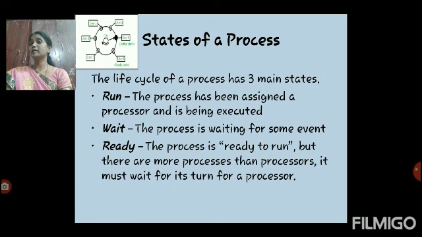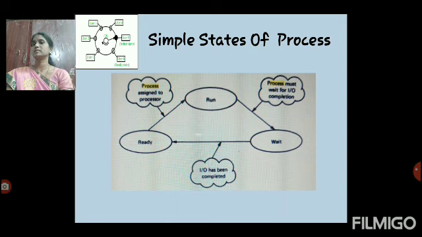The third state is ready. The process is ready to run, but there are more processes than processors. So it must wait for its turn for the processor, right? So the number of processes is more than the number of processors in the system. So obviously the process that is ready is waiting to get a processor. Okay, so after getting the processor, the process will come to the run state. So that is the third state.